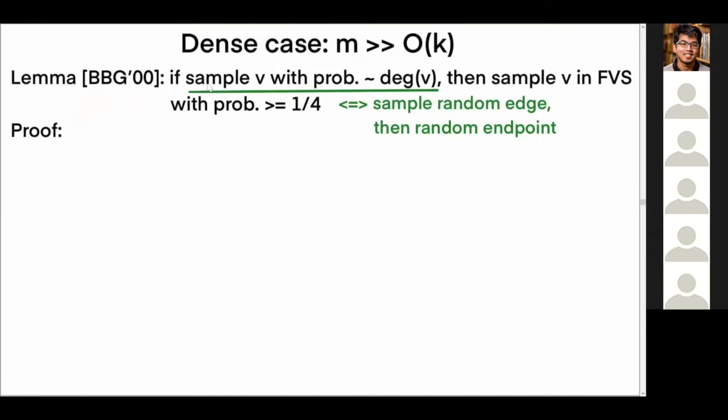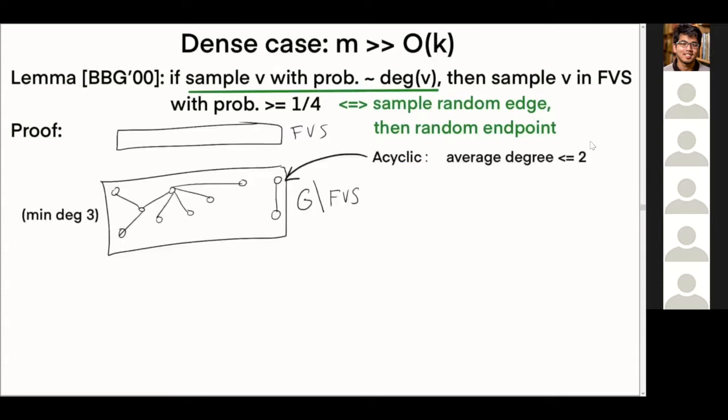Note that to prove this, sampling v with probability proportional to its degree is equivalent to sampling a random edge in the graph, and then given this random edge, sampling a random endpoint. So these two processes are equivalent. The latter one is nicer to analyze for the proof, so we'll stick with this.